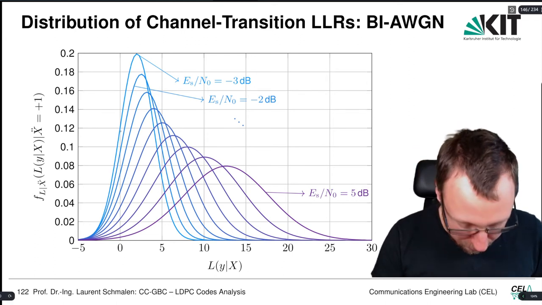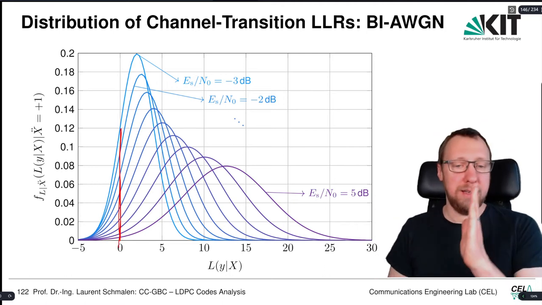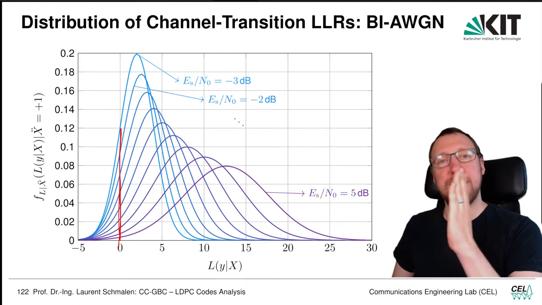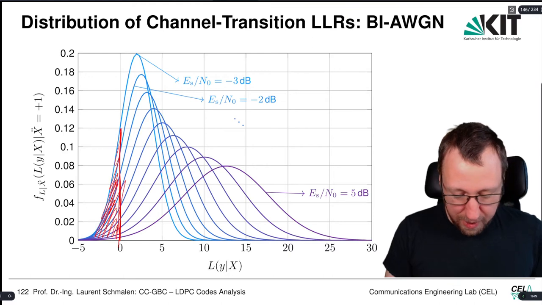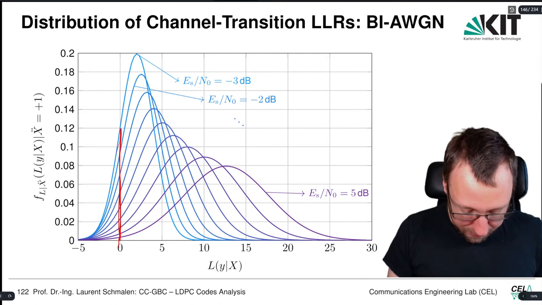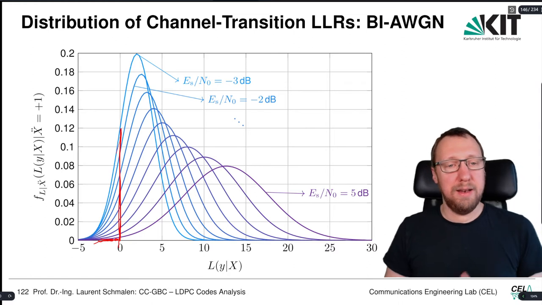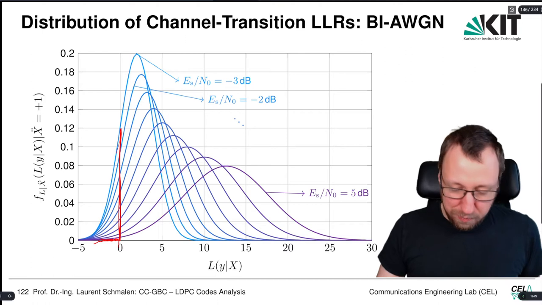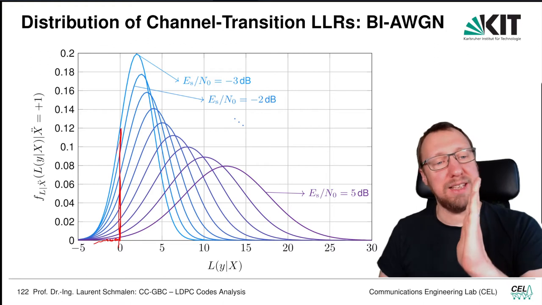And you can see this by looking at the error probability. The error probability is when we make a wrong decision, so the log likelihood ratio gets negative. And we see that here we have quite a big area if ES over N0 is minus 3 dB. And if ES over N0 is plus 5 dB, we have quite a small area, and the error probability is rather small. So this is the distribution of the messages that enter the decoder. So this is what's going into the decoder.